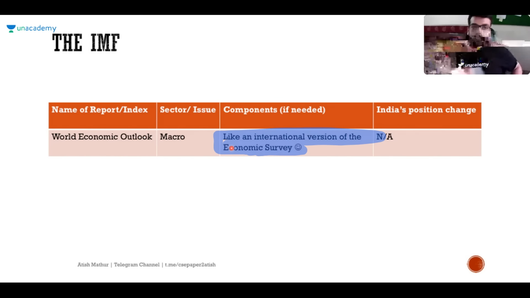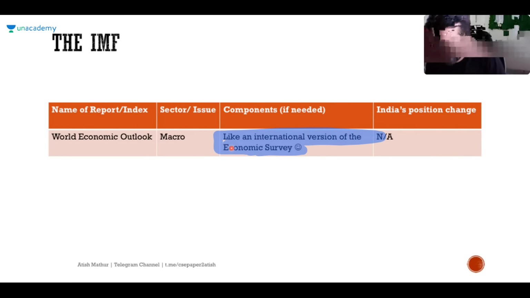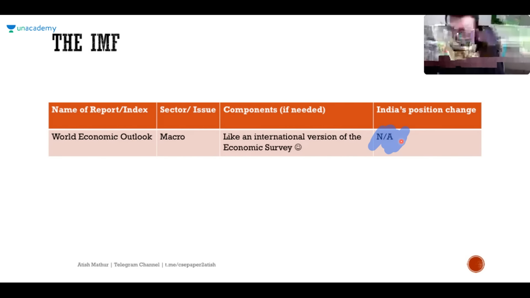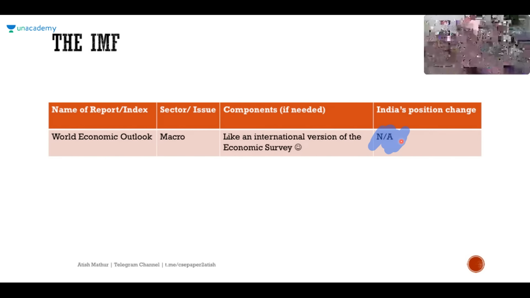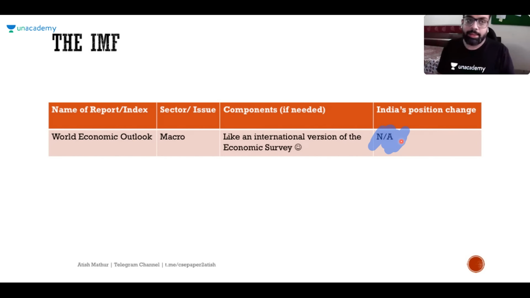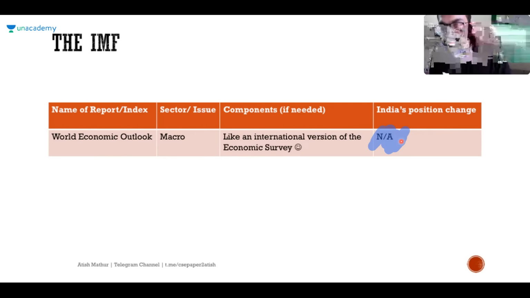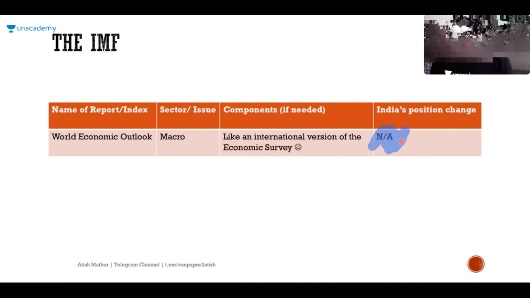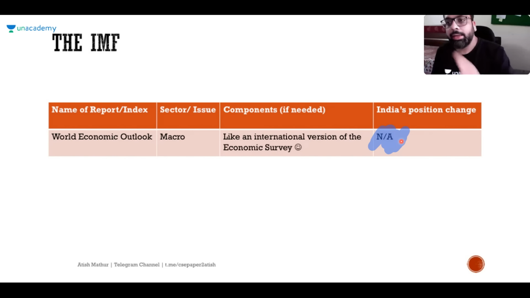Okay, it's just a report, it's not an index, so India's position doesn't apply at all. If at all there will be a question, the only question is going to be who has drafted the World Economic Outlook, and your answer is the International Monetary Fund. That's all, nothing more. The World Economic Outlook is authored by the International Monetary Fund. All right, and that's all you need to know as far as the International Monetary Fund is concerned. Clear? That's it. Not a line more on the left, not a line more on the right.